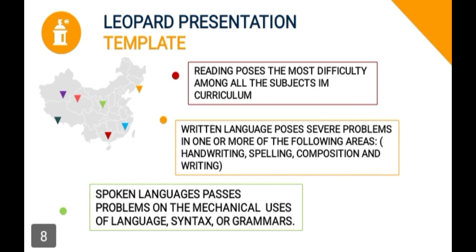Number 3. Spoken language poses problems on the mechanical uses of language in syntax or grammar, semantics or word meanings, and phonology, or the breakdown of words into their component sounds and blending individual sounds to compose words. Developmental aphasia is a condition characterized by loss of speech functions, often but not always due to brain injury.